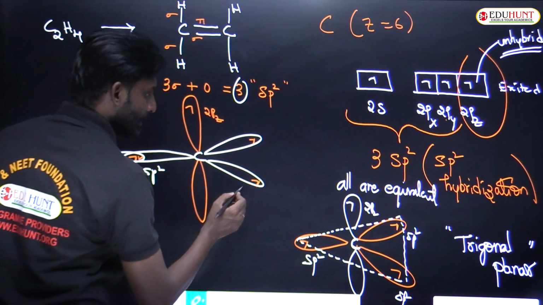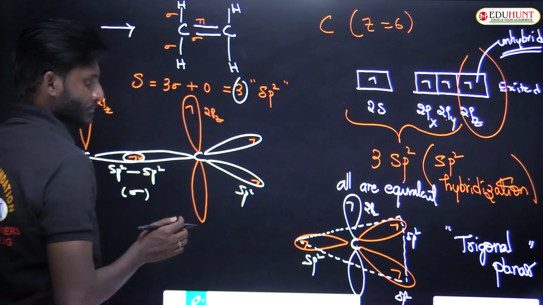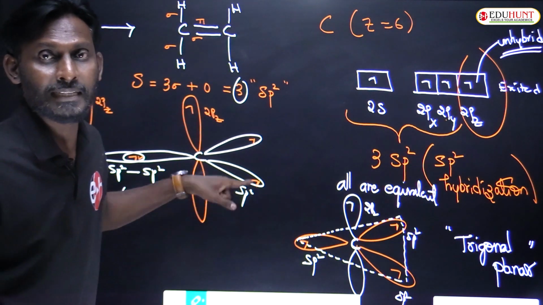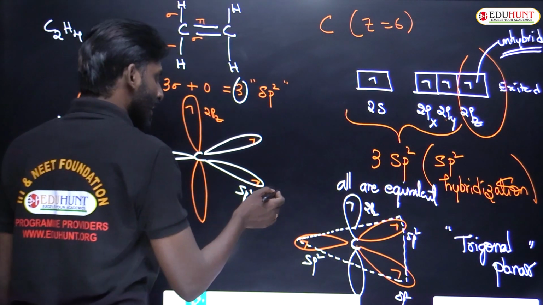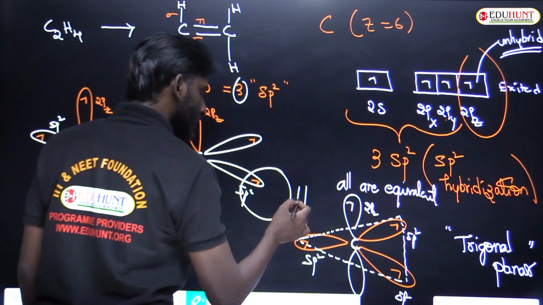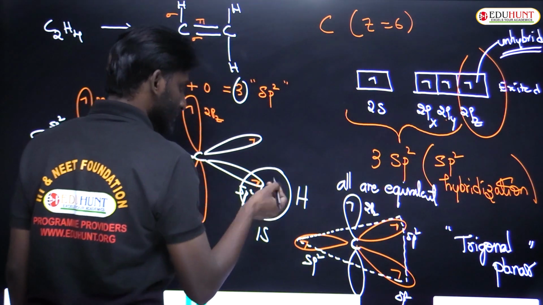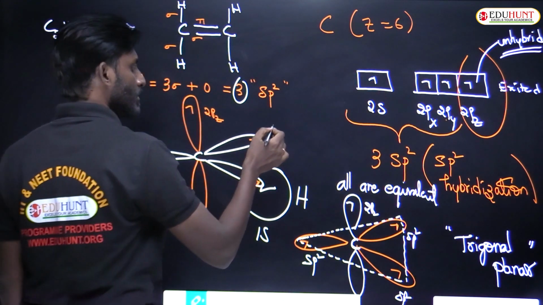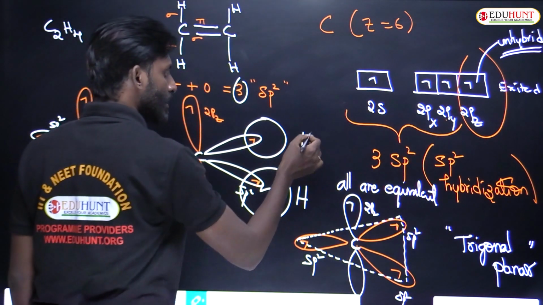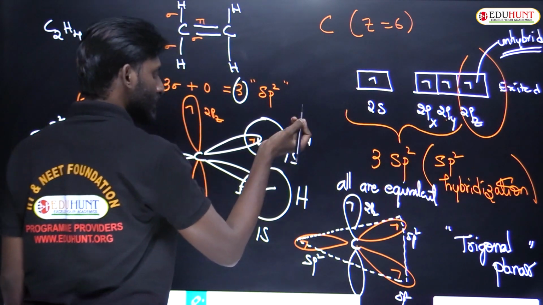Now what happens? The sp2 hybrid orbital of one carbon, containing an unpaired electron, is overlapping with the 1s of hydrogen. 1s is spherical, right? Hydrogen 1s1.